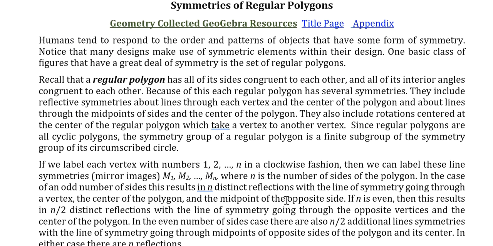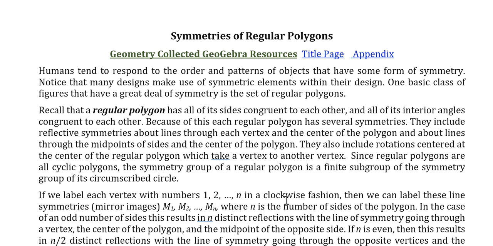What about symmetries of regular polygons? In general, humans tend to respond to order and patterns of objects that have some form of symmetry. Many designs make use of symmetric elements, and one basic class of figures that have a great deal of symmetry is the set of regular polygons. Recall that a regular polygon has all of its sides congruent to each other and all of its interior angles congruent to each other. Because of this, each regular polygon has several symmetries.